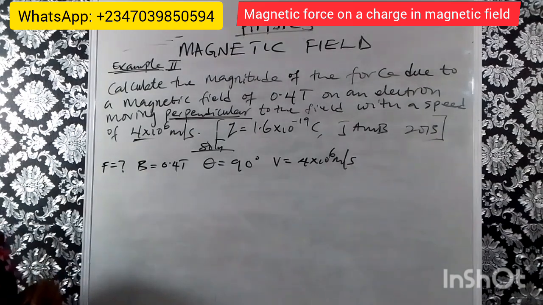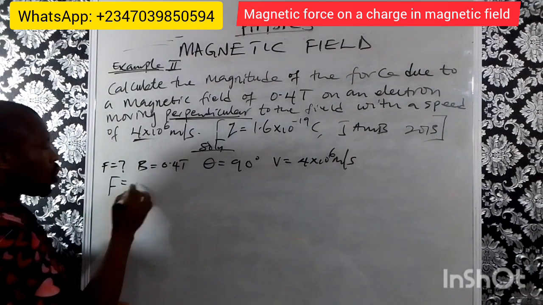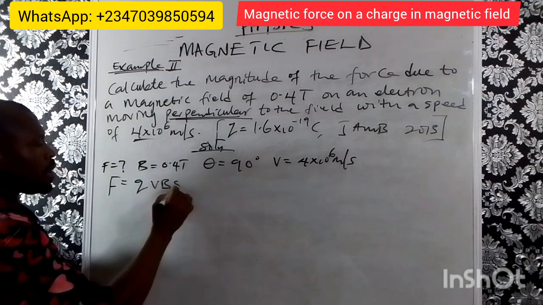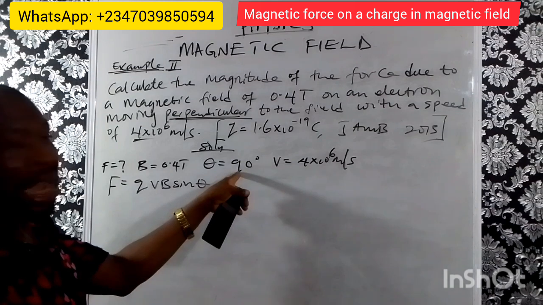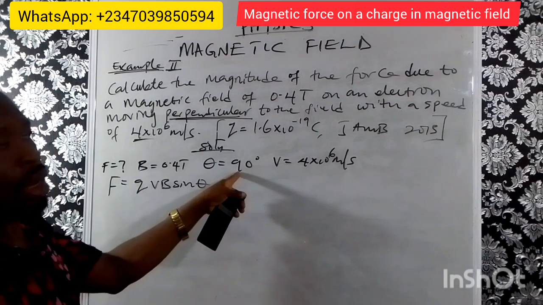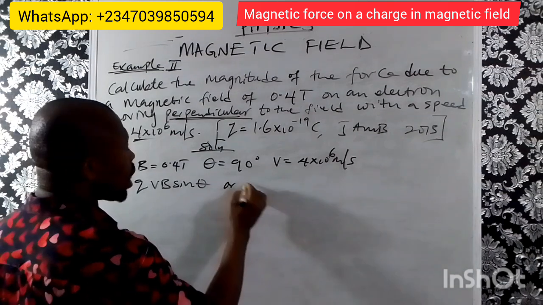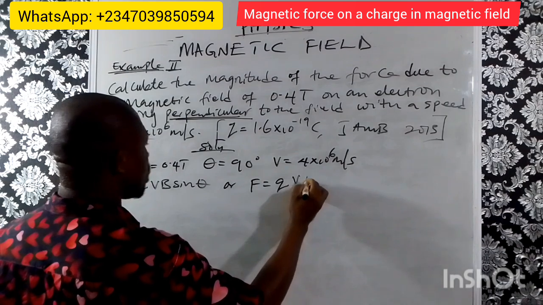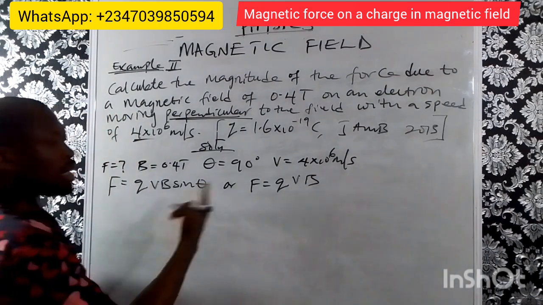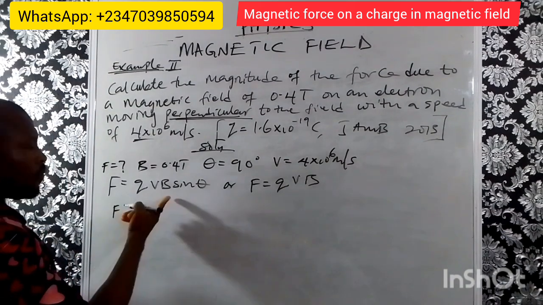Now, how do we get our F? Our F is equal to QVB sine theta. Remember, in this case, sine 90 is 1, so we can say F is equal to QVB.